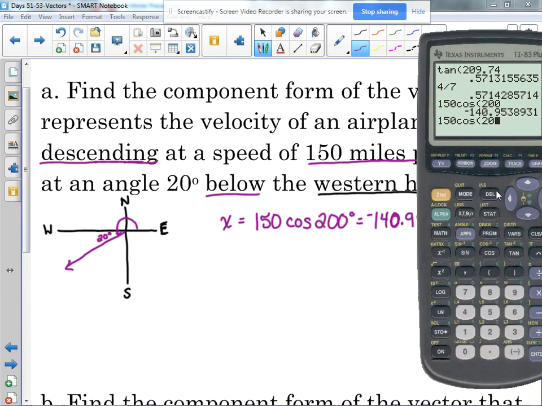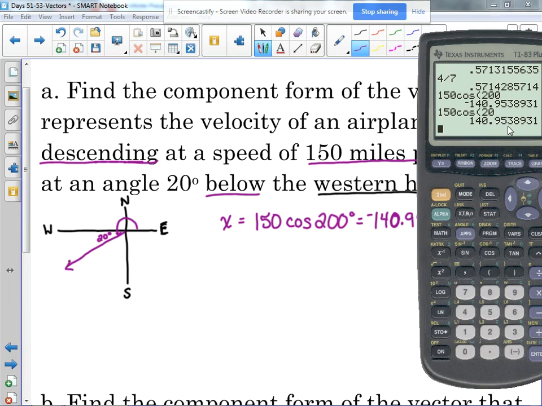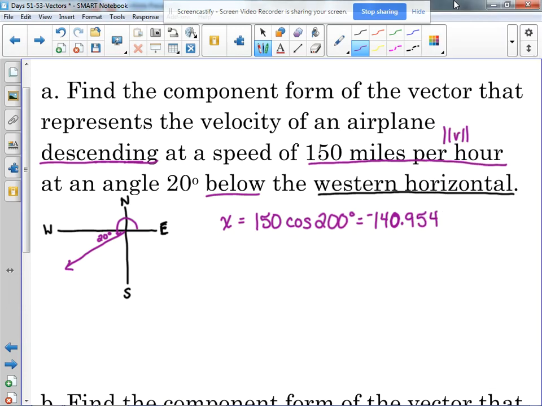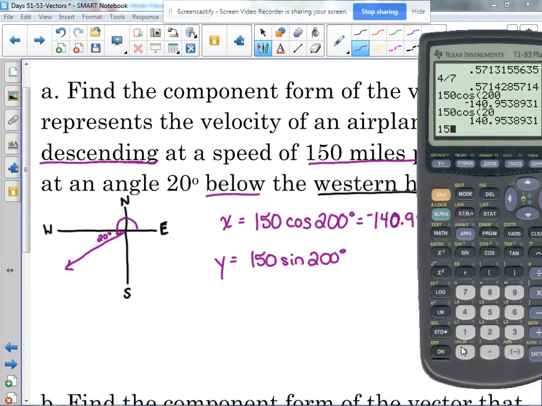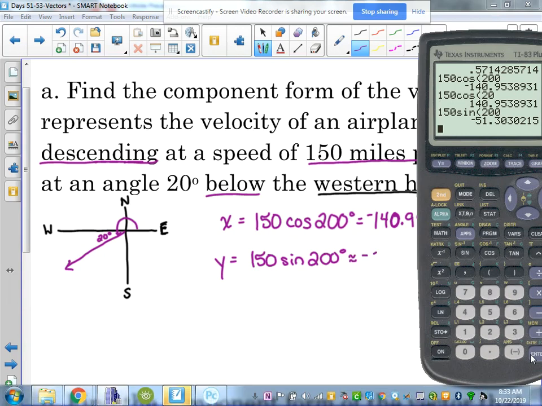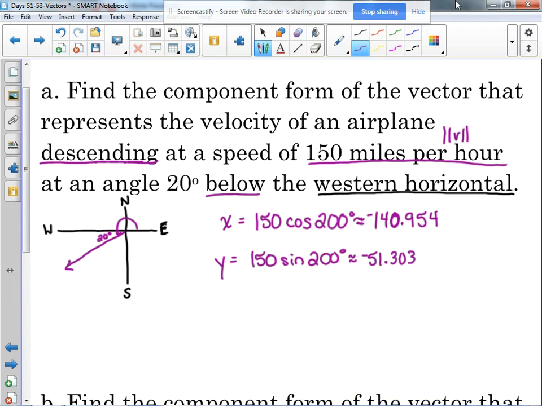Notice that if we did not do 200, if we only did 20, we get the same number, but it's positive, because it's still the same magnitude. It's just in the wrong place if you use 20 degrees instead of 200 degrees. The y component, find it the same way, except we use sine, and we are using 200. So 150 sine 200. We get negative 51.303. Does that make sense? Yes, our y coordinate is negative as well, according to our diagram and what has been described.